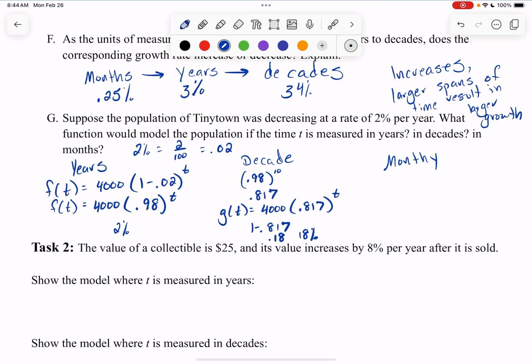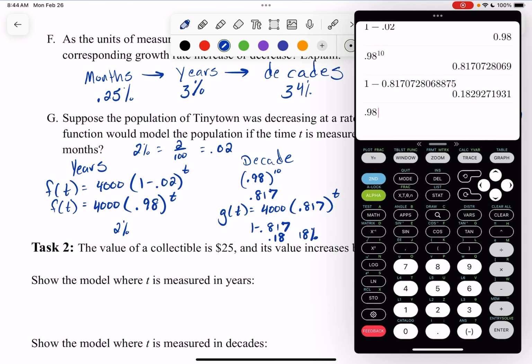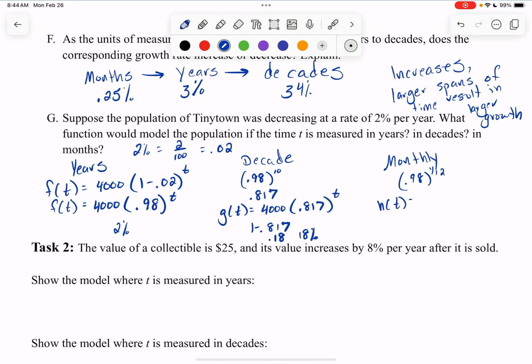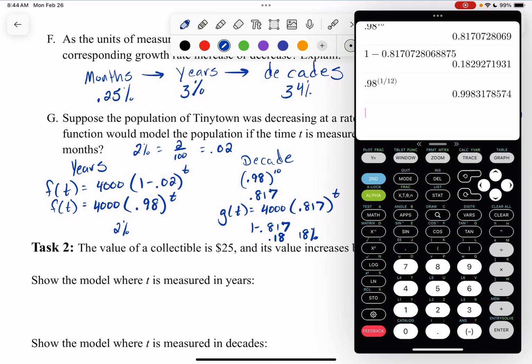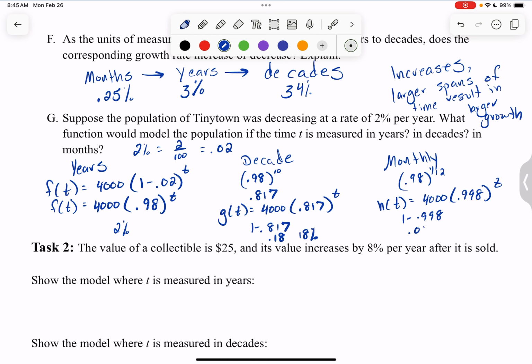And then if we go monthly, we take the 0.98 to the 1/12, with parentheses around it to make sure, to the 1/12. I get 0.998. So my function, h of t, would be 4,000 times 0.998 to the t. So I take 1 minus that 0.998 to find that rate. And we would expect it to not be very big. It's 0.0017, if we round, which is going to correspond to 0.17%.